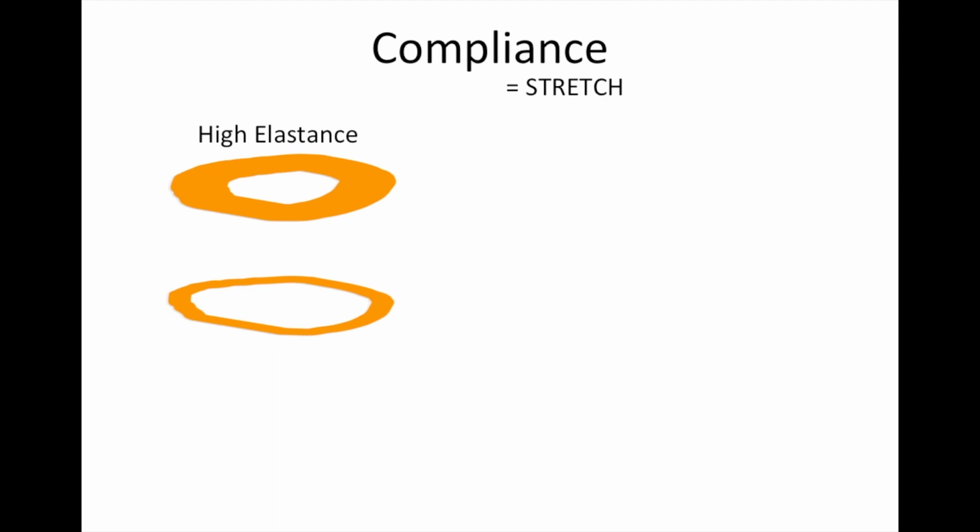The top one has more elastic fibers, so it's got a greater elastance and will snap back much more quickly than the bottom one. Since compliance and elastance are inversely related, the top rubber band has a lower compliance than the bottom one, which has a higher compliance.